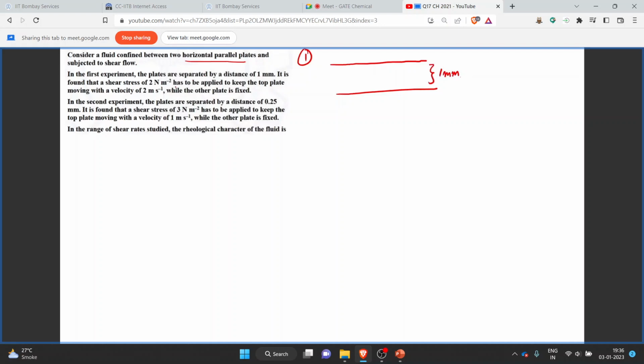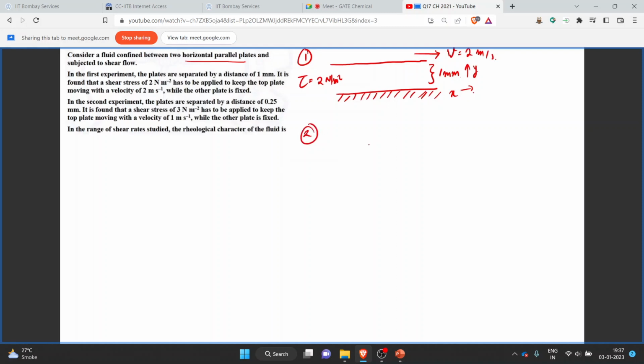It is found that the shear stress of 2 Newton per meter square has to be applied to keep the top plate moving. Let's say tau we have been given as 2 Newton per meter square. The top plate is moving, whereas the bottom plate is fixed. So let's just consider this as fixed, and this plate is moving in, let's say, x direction. This is y direction. The velocity is 2 meter per second.